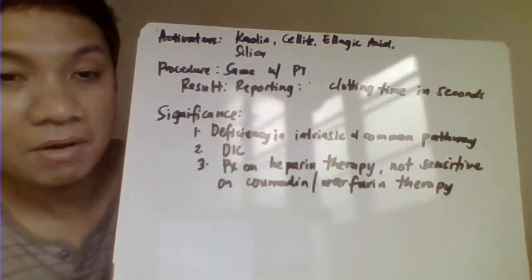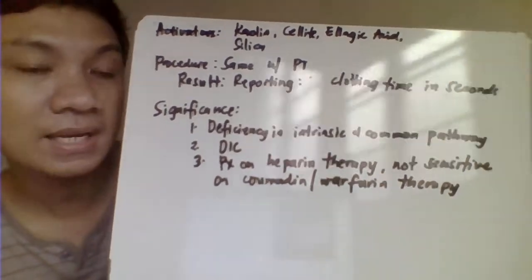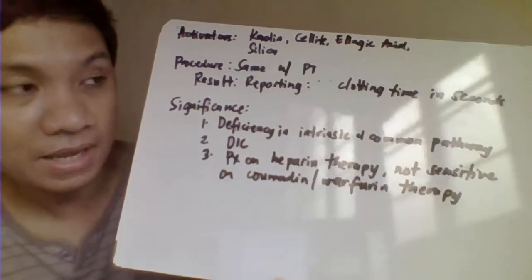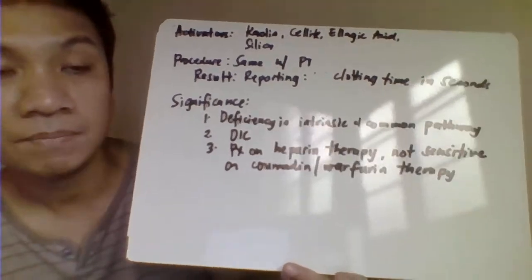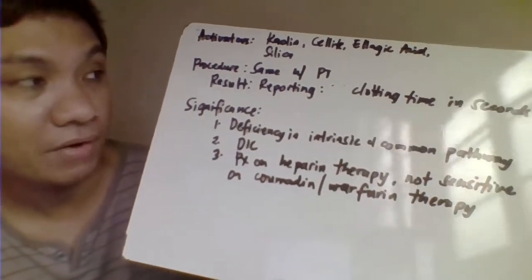Again, out of that one, you try to activate your factor 12 in order for you to proceed with activation of factor 11, activating your factor 9, factor 8, and proceeding with the common pathway. And that results in the clot formation. That's what you are measuring, monitoring for that.